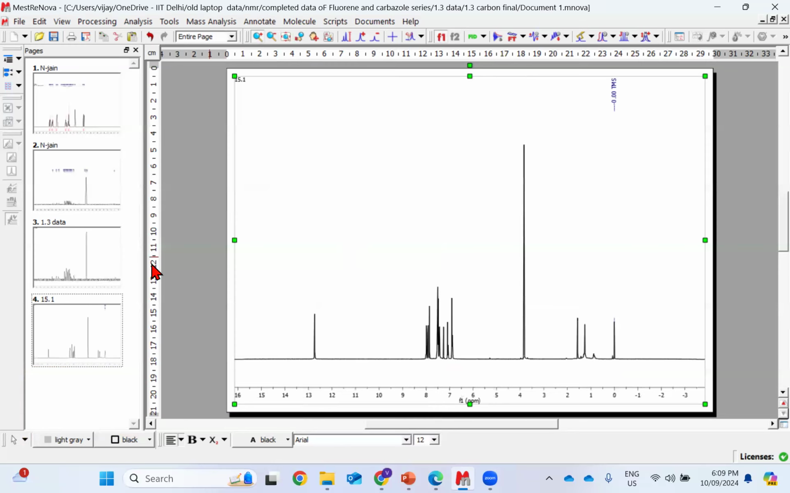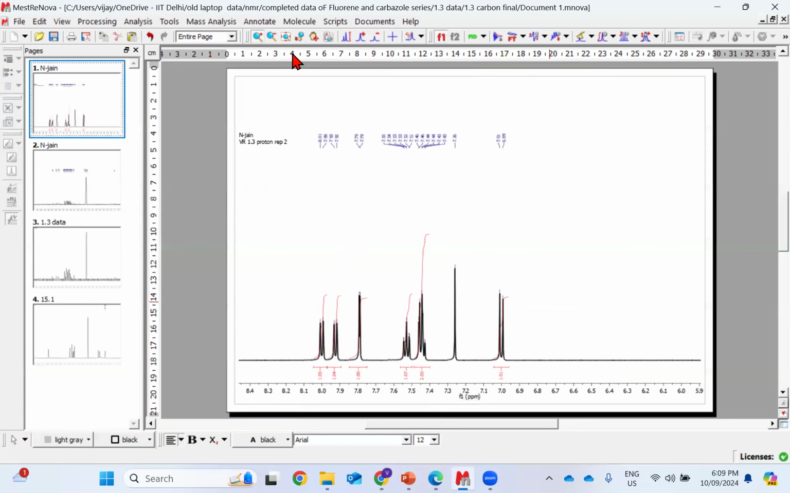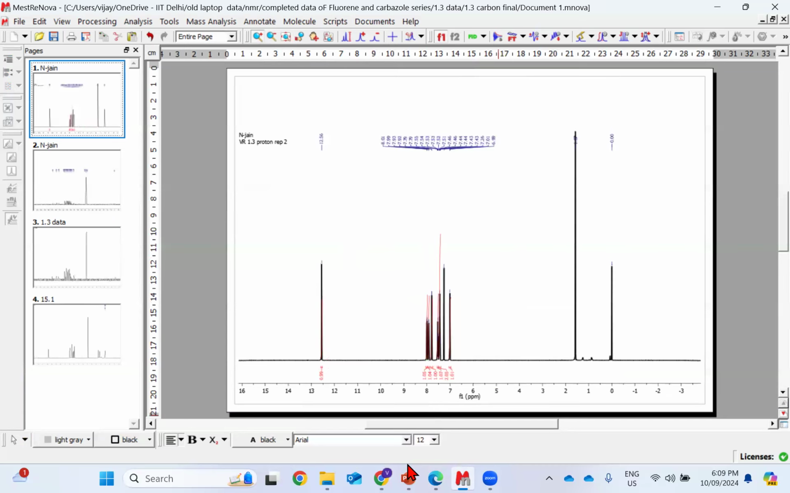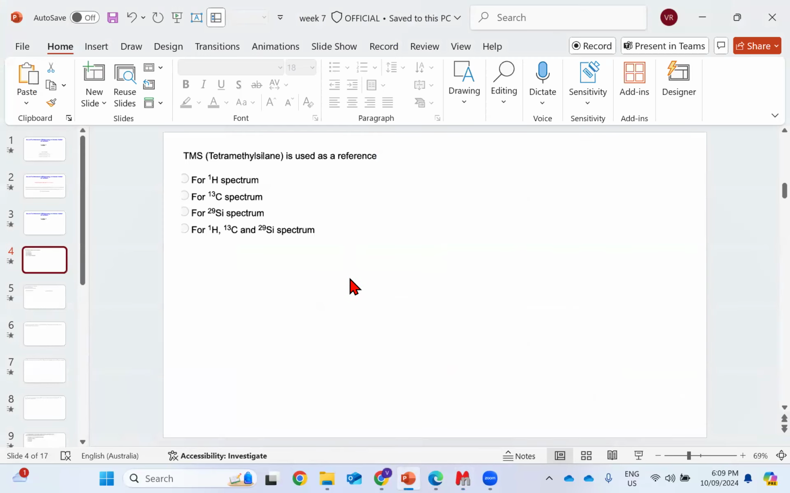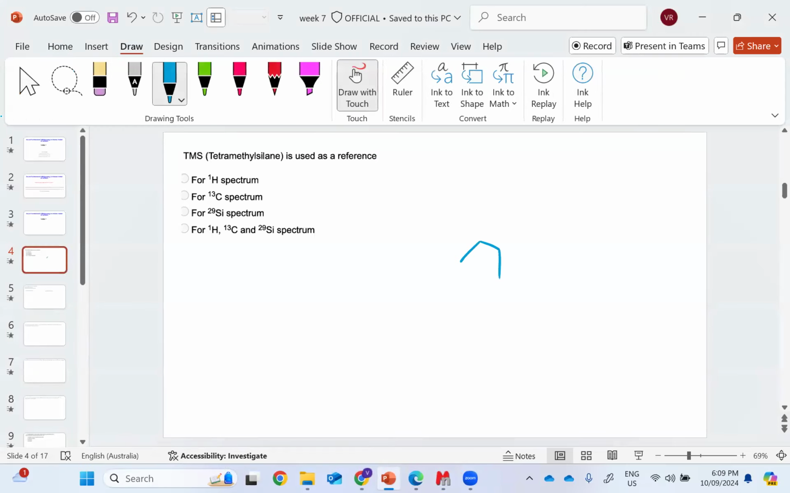Now I will show one spectrum for which I know the structure. First I will draw the structure here. The structure of the compound is like this, which has one benzene ring followed by a five-membered ring containing nitrogen and sulfur, which is then further attached to another phenyl ring. This compound has an OH here, and here one bromine is attached.